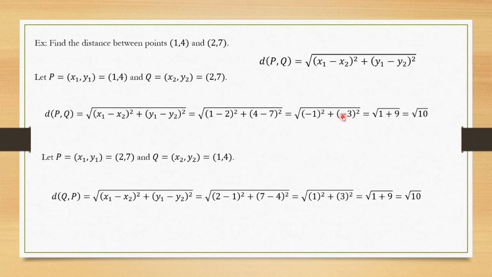Add the squares. Oh, sorry, before that, we have negative 1 squared plus negative 3 squared. We're going to add those squares, as you can see. We get 1 plus 9, which is 10, but then we take the square root of that.